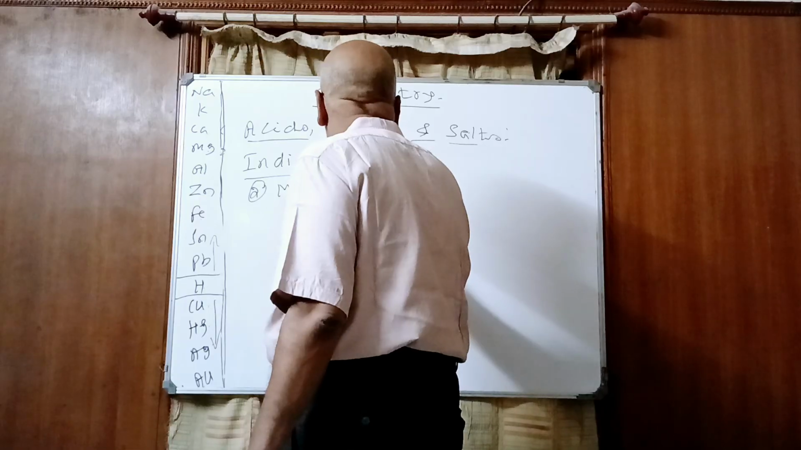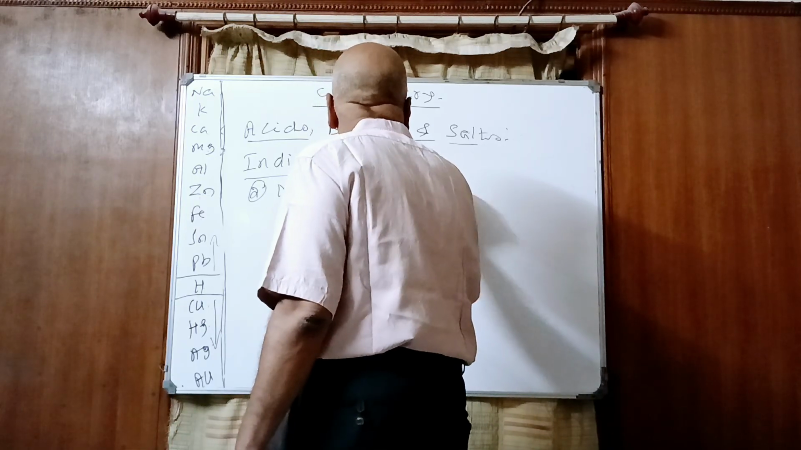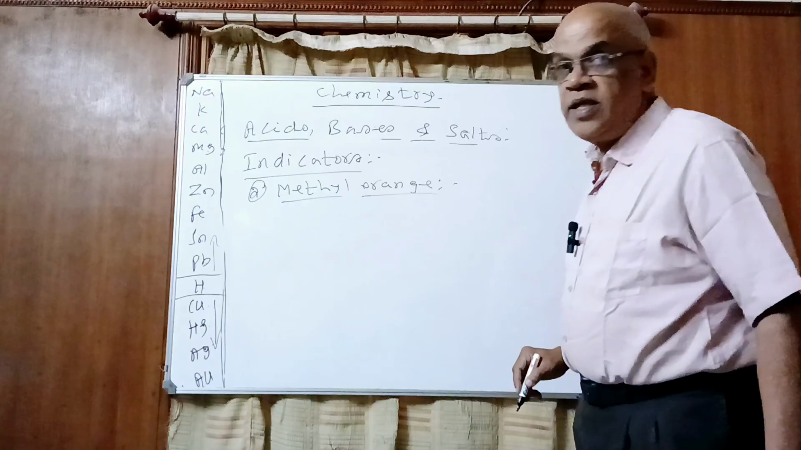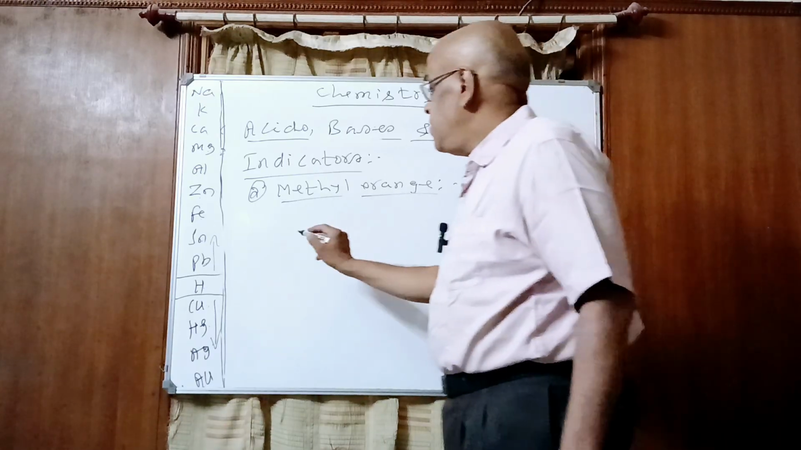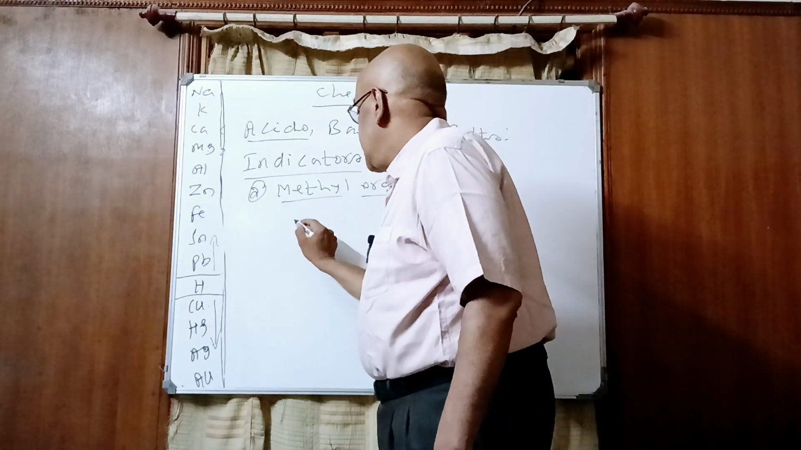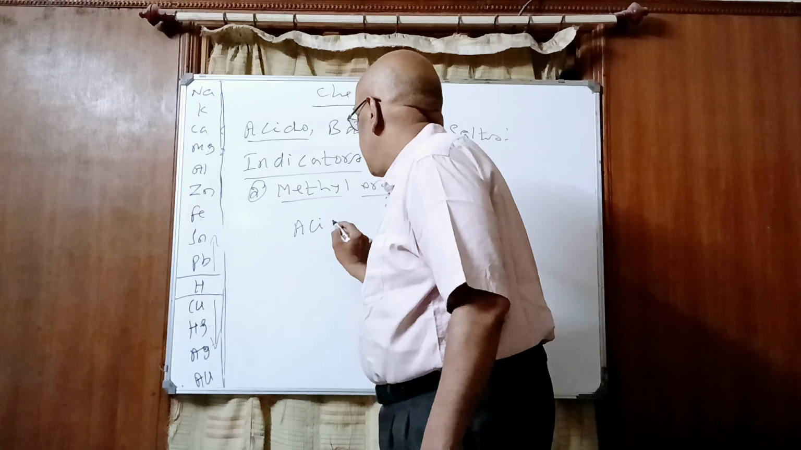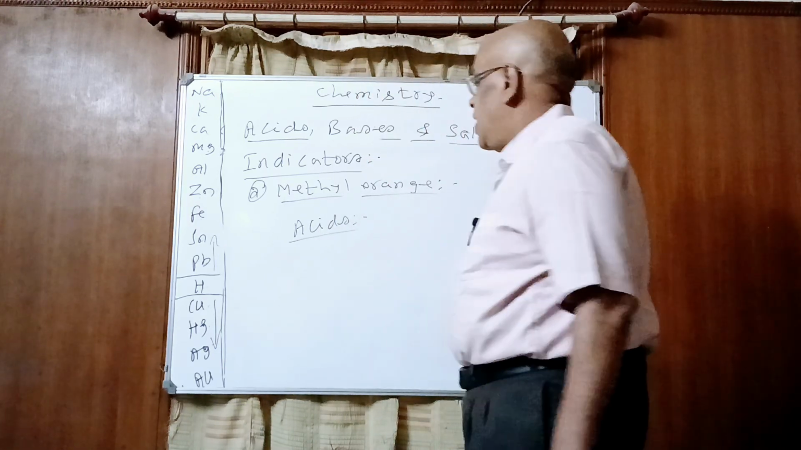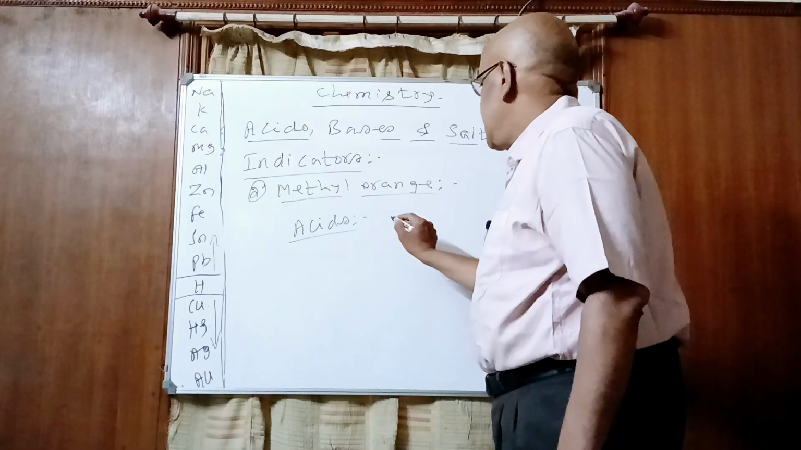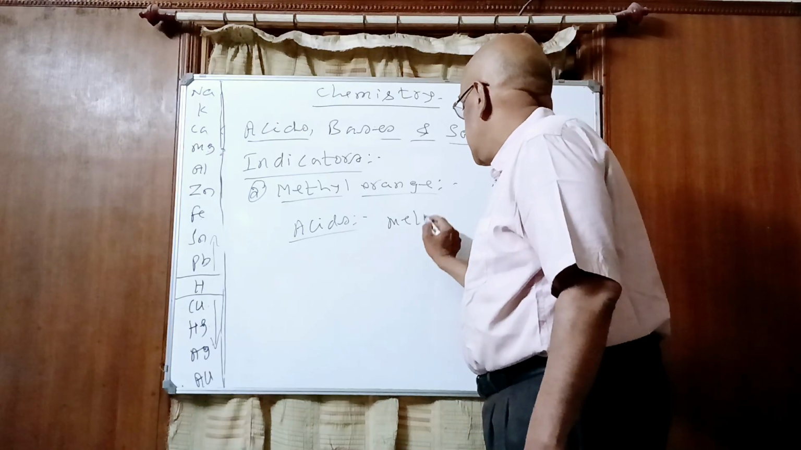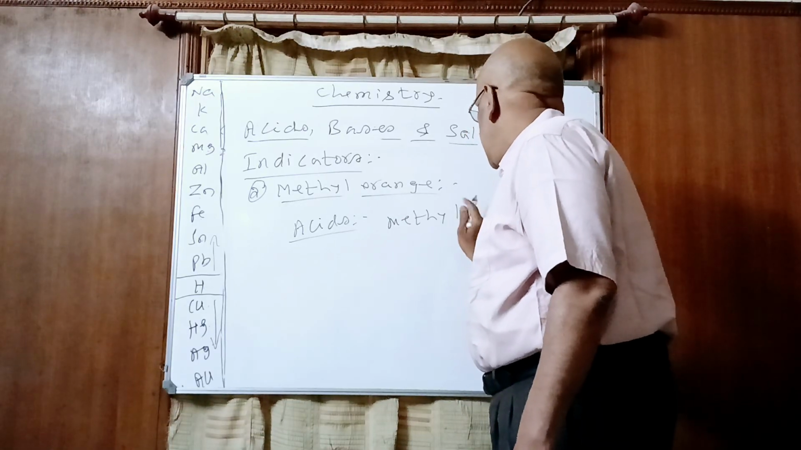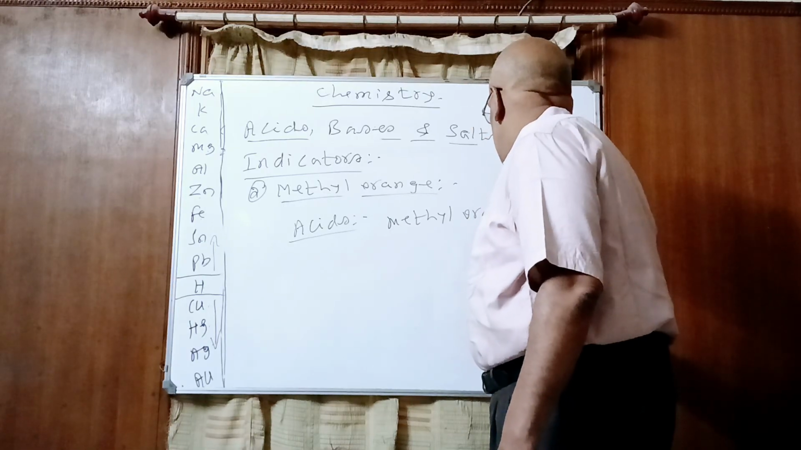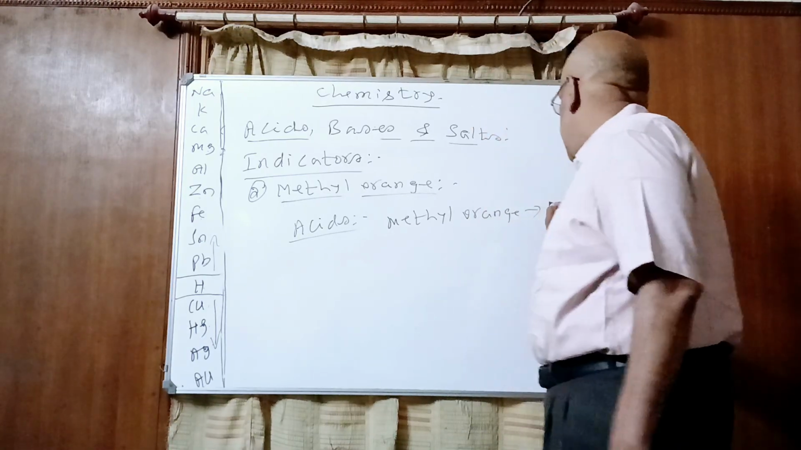Methyl orange. As the name itself indicates, it is orange in color. What is the action of acids on methyl orange? Acids turn methyl orange red.